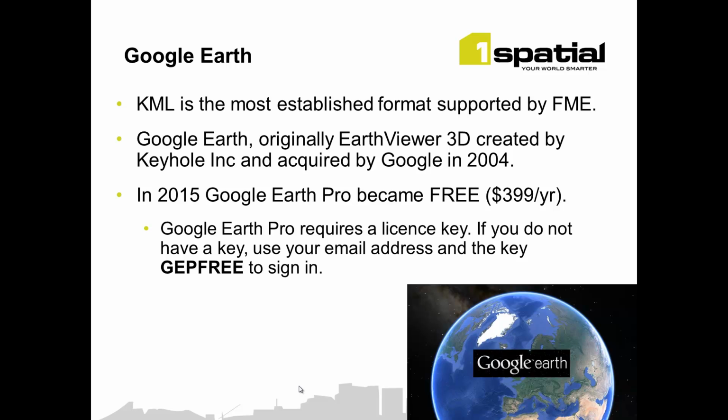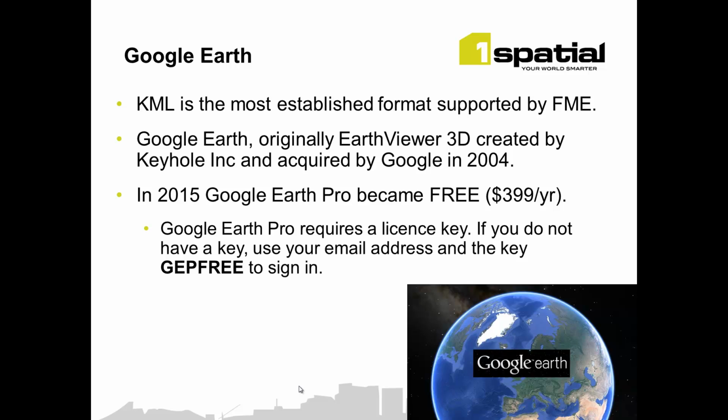It was called Earth Viewer 3D, and it was created by a company called Keyhole Inc. And Google, as with so many companies, acquired them, and it became part of the typical Google stack in 2004. And one of the most interesting changes in recent years has happened this year, and that's that Google Earth Pro is now free. So if you've got the standard Google Earth downloaded and installed, go and download the Pro version, the Pro edition. Just go and search for Google Earth Pro or Google Earth Professional, and you'll find it to download it.